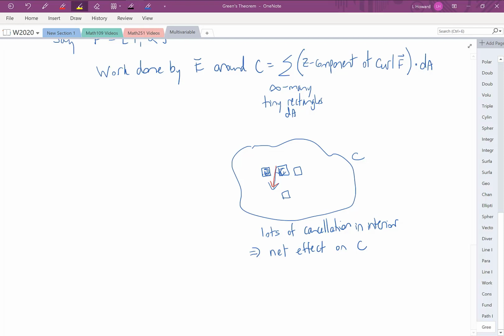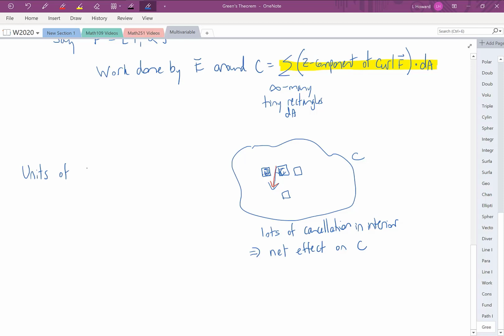So the sum here is just leaving us with the net effect on our actual curve. Okay, now if we want to think about what this net effect is, probably the best way to think about that is to just analyze the units here and confirm that this net effect that we are seeing on the right side really does give us work. So let's think about units.